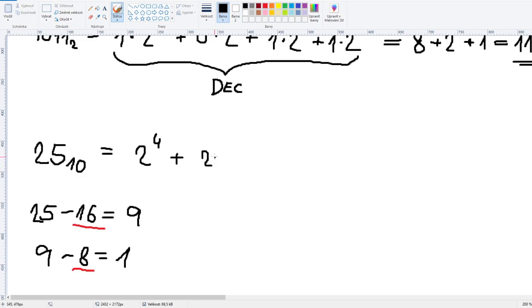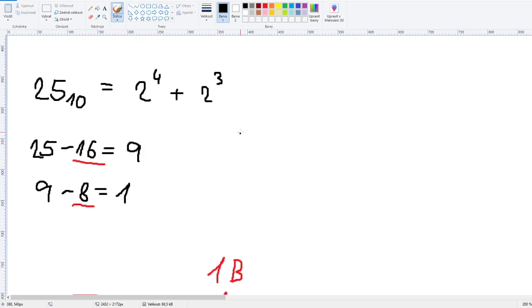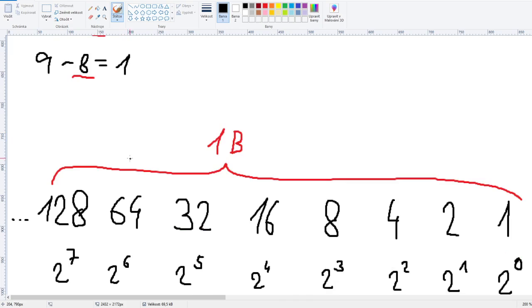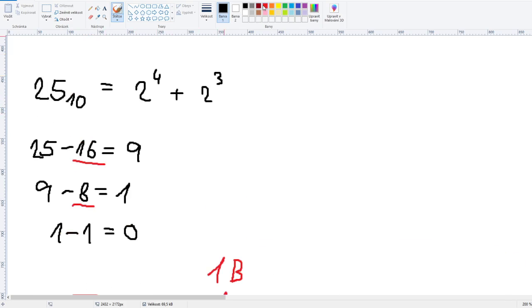So this is 2 to the power 3, or 2 cubed. Now 1. Well, 4 is too large, 2 is too large. 1 is the exact amount we need, because 1 minus 1 is a 0. When you get the 0, that means we are done. So we just add 1, which is 2 to the power of 0.